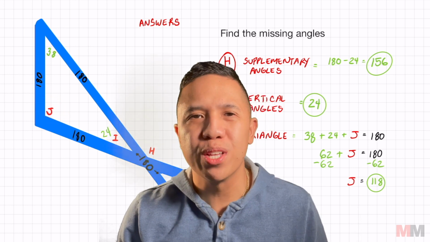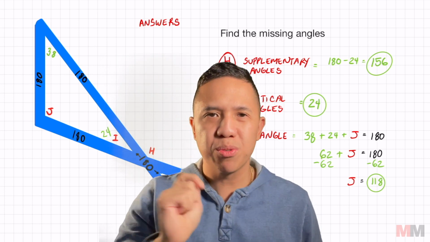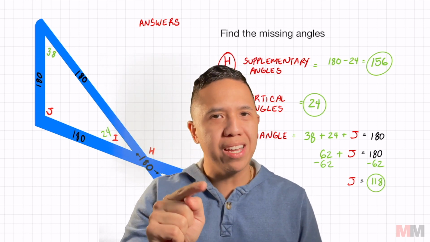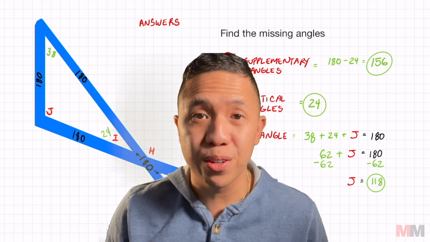I hope this video really helped. Just learn my jutsu, my angle jutsu, and you guys will never forget a triangle 180, straight line 180, complementary 90, and a vertical angle, they're the same.